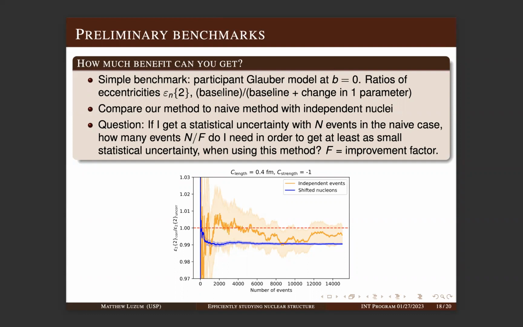All right, then we calculate eccentricities, RMS eccentricities, and we take ratios between some baseline nuclear parameters and some other set of nuclear parameters. What I'll show you is a baseline, and then we just change one parameter by some amount, in different amounts. Then you calculate those ratios.